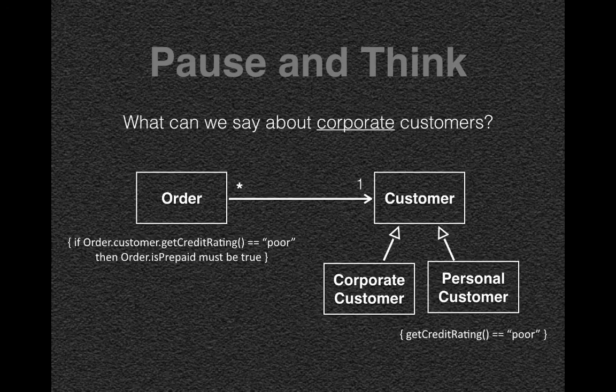Well, according to the diagram, there are only two kinds of customers, corporate customers and personal customers. And since personal customers must always prepay, we can say with confidence that if a customer is allowed to buy on credit, that customer must be a corporate customer. Or we can say corporate customers are the only kind of customers that are allowed to buy on credit. But be careful, we cannot say that all corporate customers are allowed to buy on credit, because there's not a constraint that says every corporate customer will have good credit.